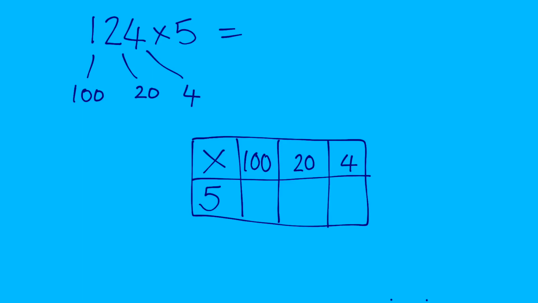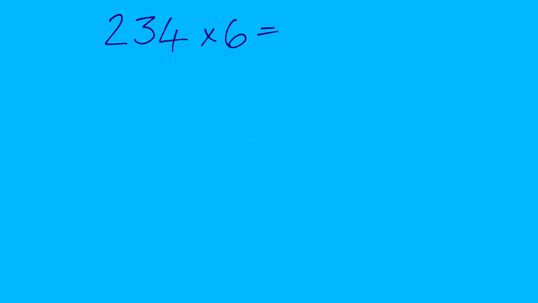So same as before, we'll just do it step by step. So we're going to multiply the 5 by 100, which is 500. Then the 5 by the 20, which is 100, and then the 5 by the 4, which is 20. And then remember we need to add those all up to give us our final answer. So we have 500 plus 100, which is 600, plus 20. So our final answer is 620. Your turn to try a question. So you're going to try 234 times by 6. Remember to draw your grid. You can pause the video and then we'll come back and check your answer.